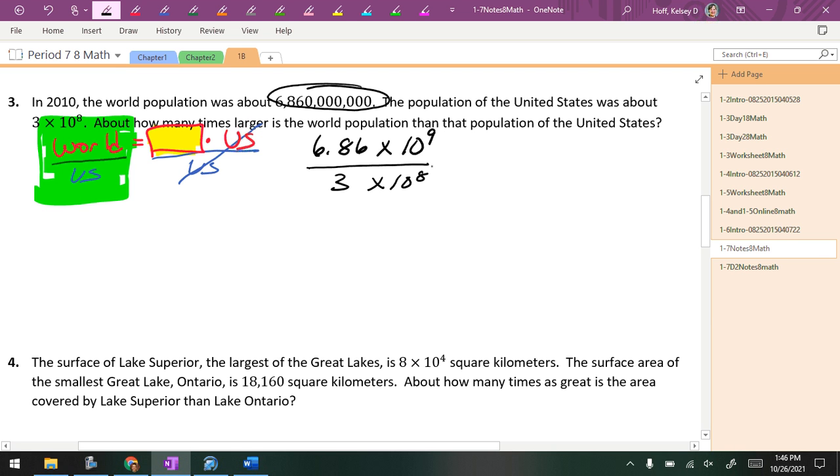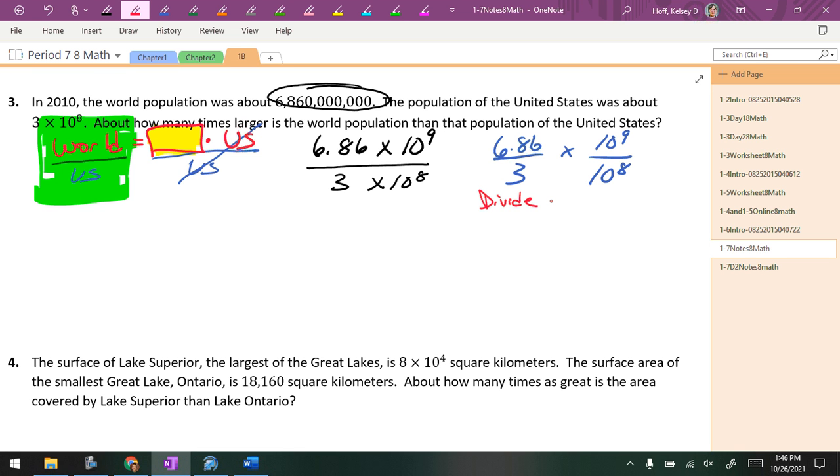Now, up above, we multiplied, and we grouped our front numbers together, and then we grouped our base 10s together. Now we're dividing. Guess what? We're still going to do that. We're going to group 6.86 divided by 3 and 10 to the 9th divided by 10 to the 8th. Guess what we're actually going to do to these two numbers? You're actually going to divide them. Your front numbers, you actually divide.